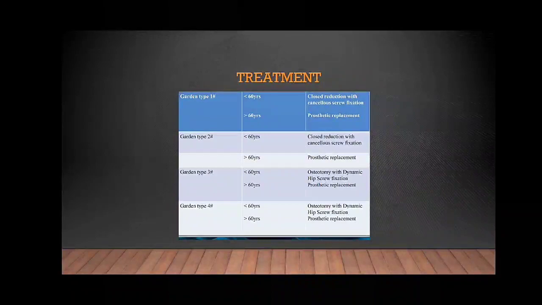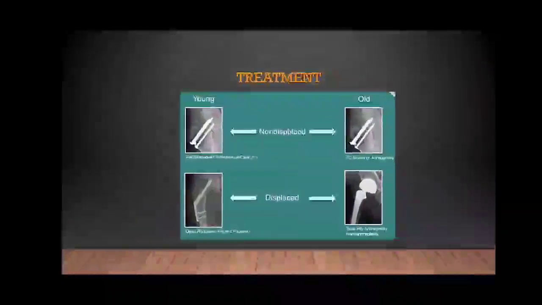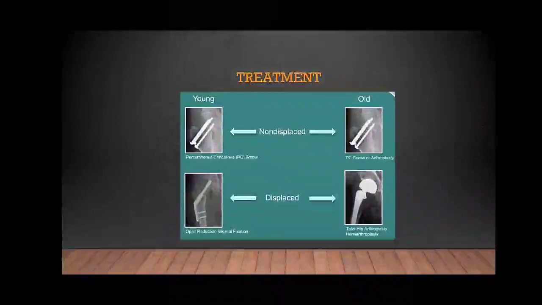In Garden type 4, again less than 60, we go for the fixation. More than 60, prosthetic replacement. So as you can see here, in young patients we are fixing the head with CC screws, which are the percutaneous cancellous screws, whereas in age more than 60 we have to do a joint replacement. It might be a partial hip replacement or a complete or total hip replacement.